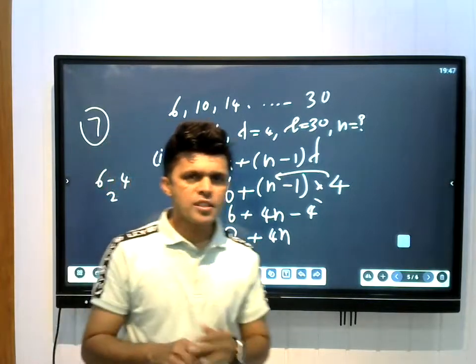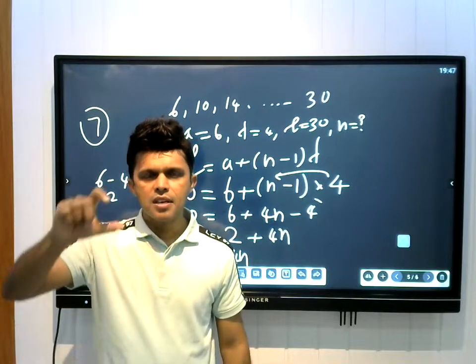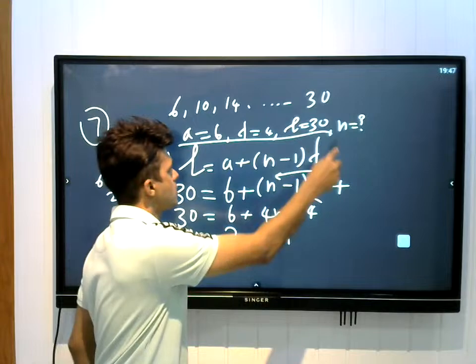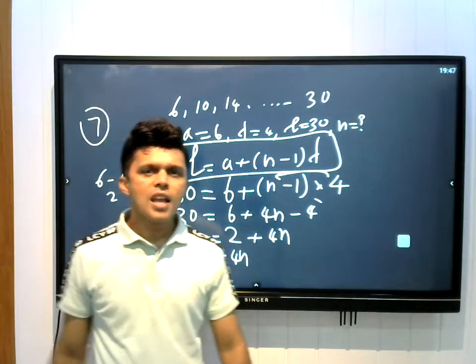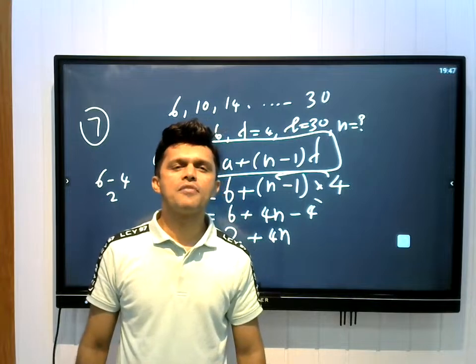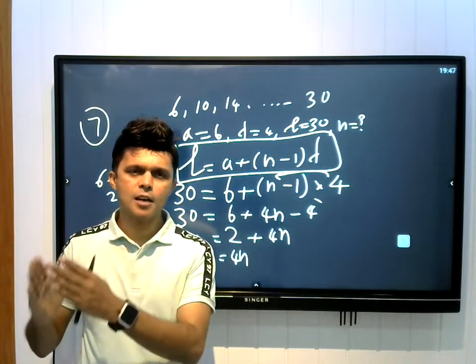Especially when you know the last term of a given arithmetic progression, then you are able to use this formula: L equals a plus n minus 1 times d.